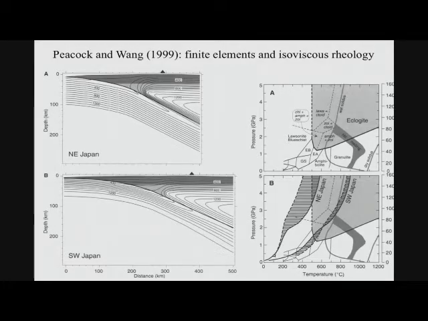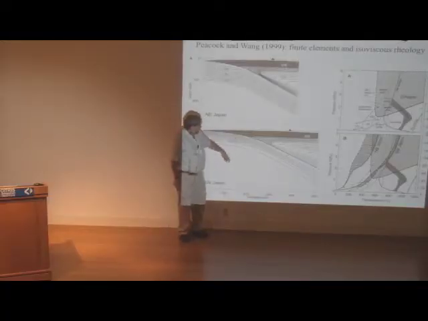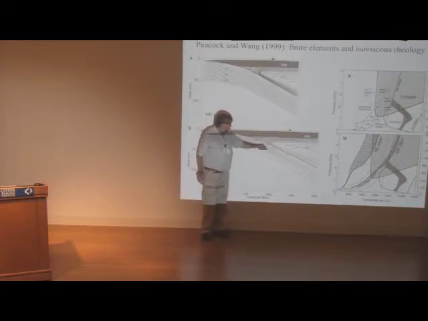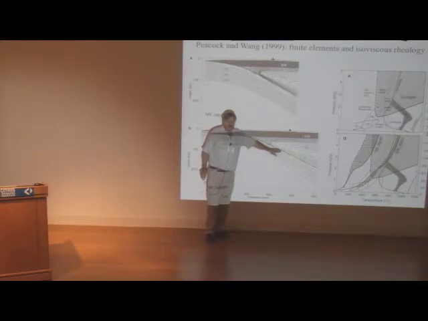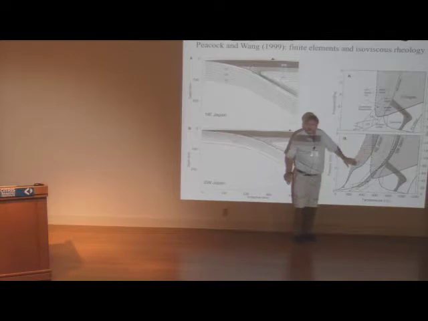We made a step backwards with Simon Peacock and Kelin Wang, who wrote a very influential paper in Science in 1999, where they compared the cold Tohoku subduction zone to the warm Nankai subduction zone. And the differences in the contour lines are fairly obvious, with much more spread out, much higher temperatures. Even though you have a cold corner in both of them, the temperature at the southwest Japan slab is much hotter.